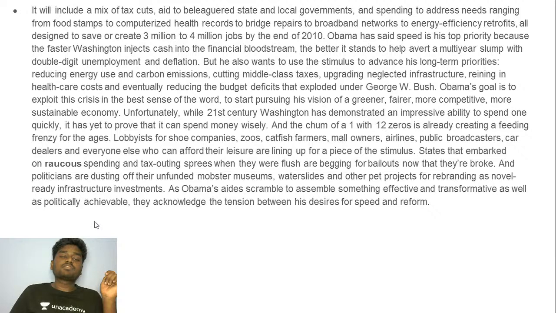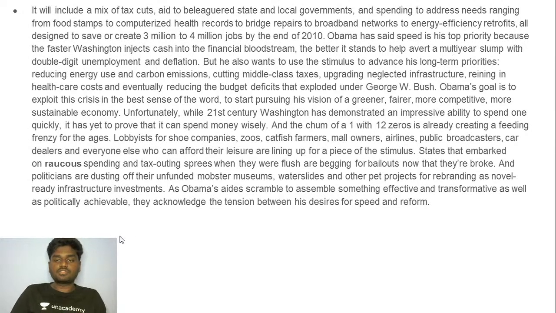It will include a mix of tax cuts, aid to state and local governments, and spending to address needs ranging from food stamps to computerized health records to bridge repairs to broadband networks to energy efficient retrofits, all designed to save or create 3 million to 4 million jobs by the end of 2010. Obama has said speed is a high priority because the faster Washington injects cash into the financial bloodstream, the better it stands to help avert a multi-year slump with double digit unemployment and deflation.